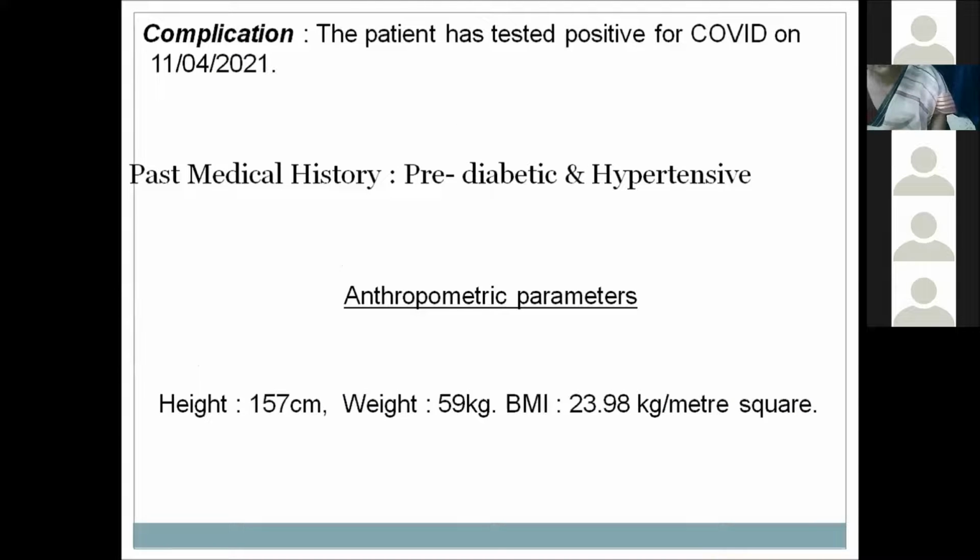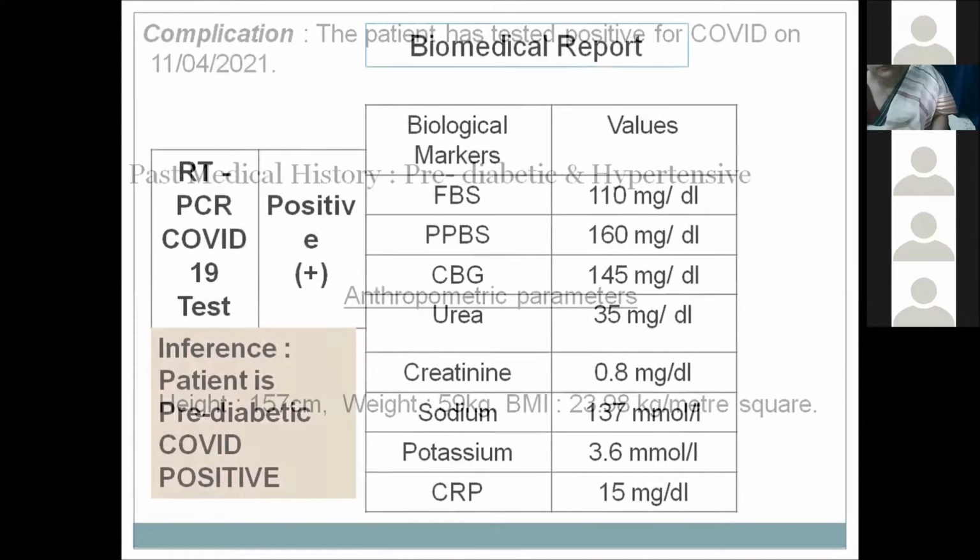The patient tested positive for COVID on 11/4/21. Past medical history: pre-diabetic and hypertensive. Anthropometric parameters: 157 centimeters, weight 59 kg, BMI 23.98 kg per meter square. So my ideal body weight, when we calculate for energy requirement, we will take 52 kg, because ideal weight is 57, then minus 5, that is 52.